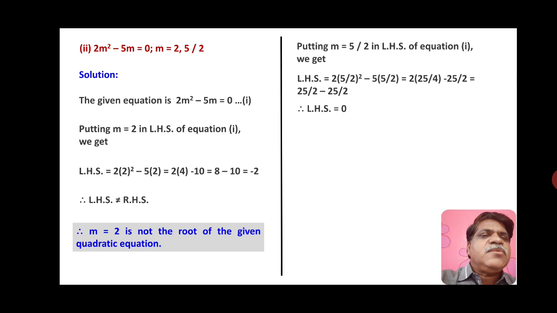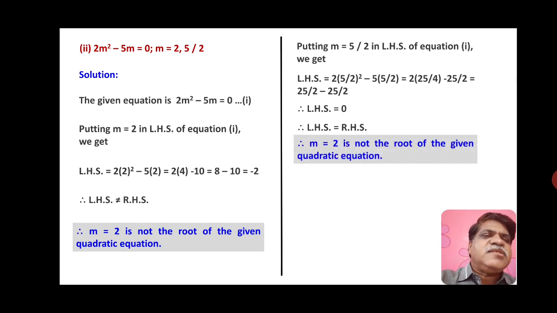As LHS is 0 and RHS is already 0, therefore, LHS is equal to RHS. So, you can say that m is equal to 5 by 2 is the root of the given quadratic equation.